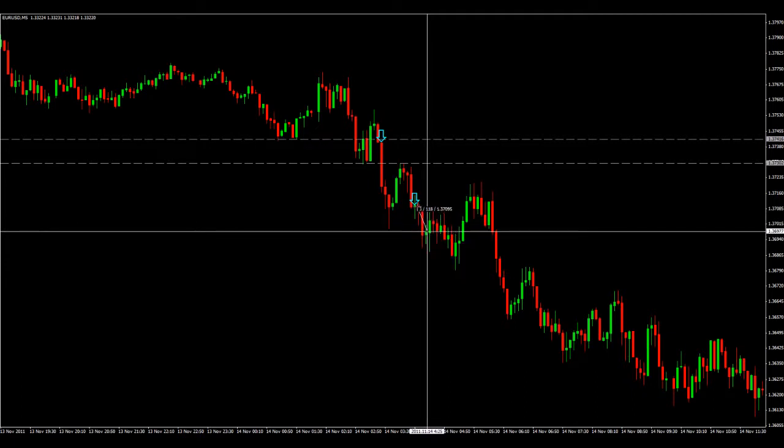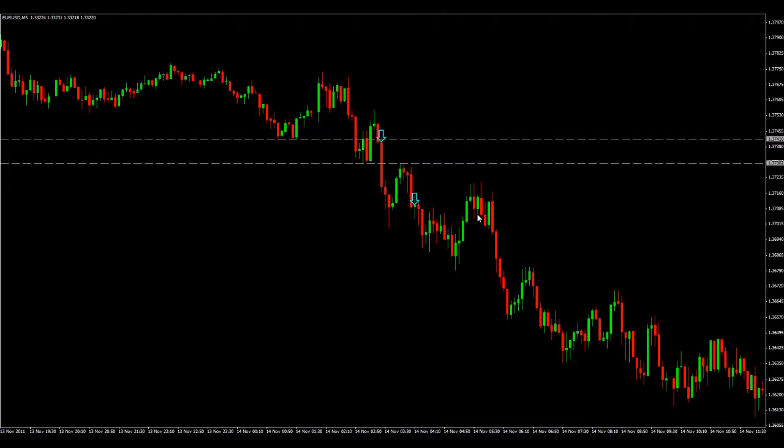So that would have been about a 12 pip win. So that was pretty good right there. I can live with that. Any wins are better than a loss. And I'll go ahead and add the next support level.